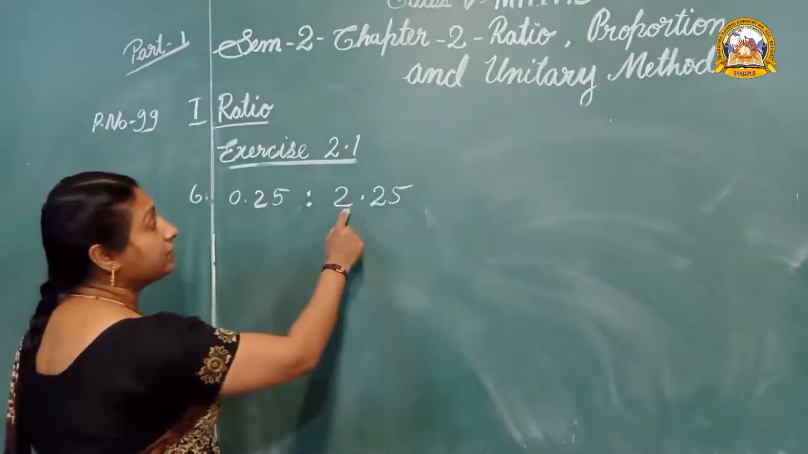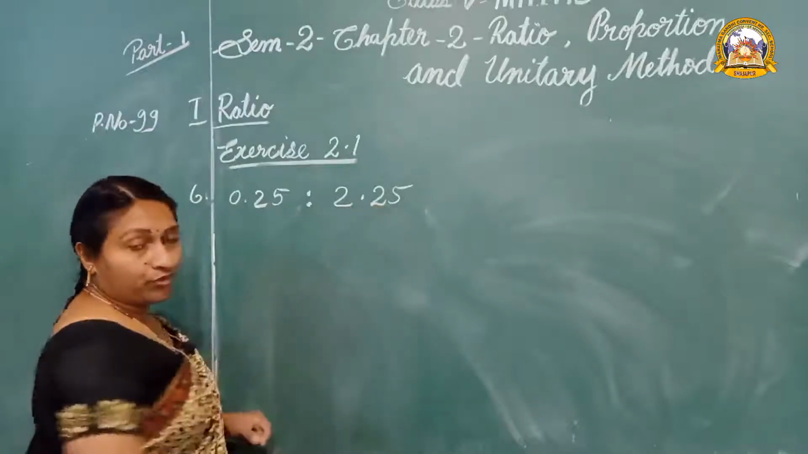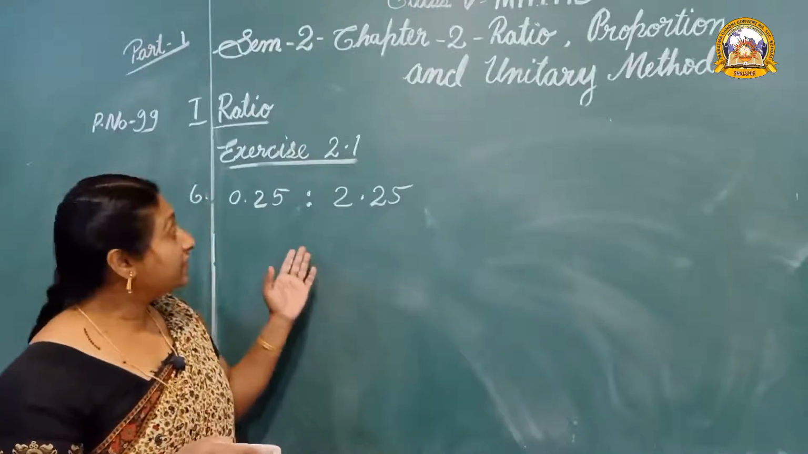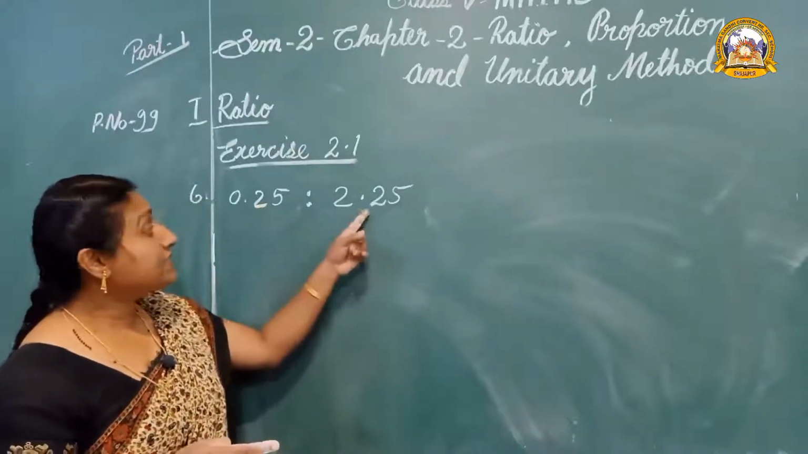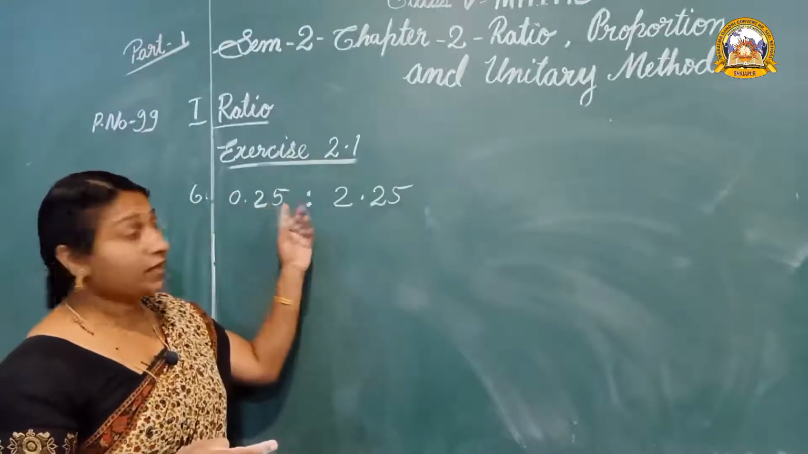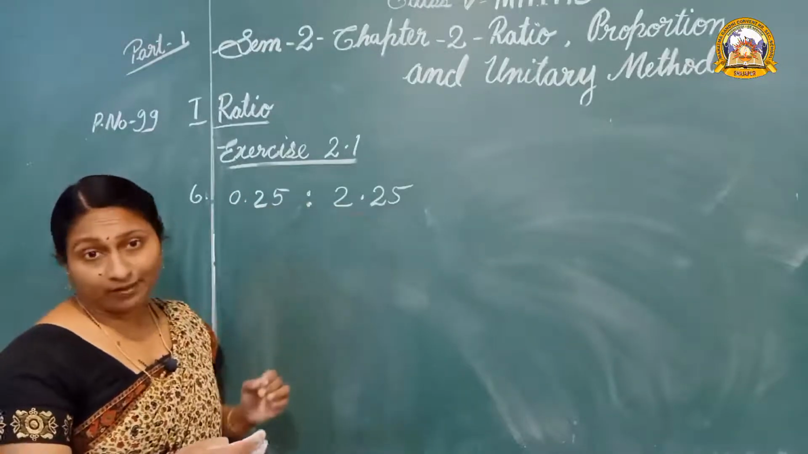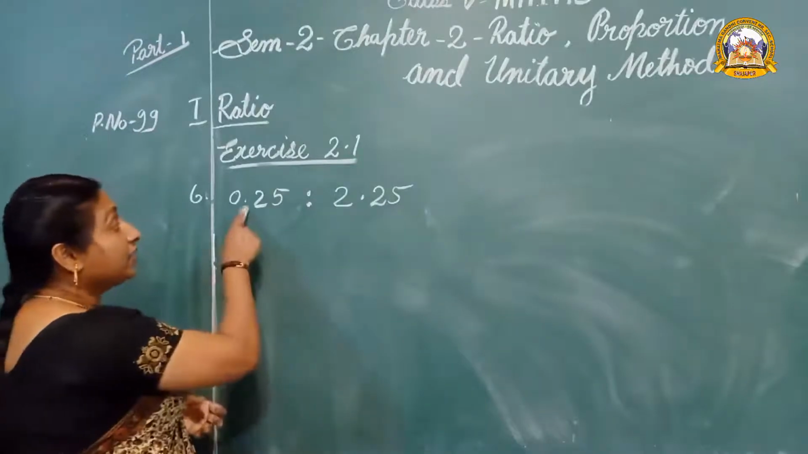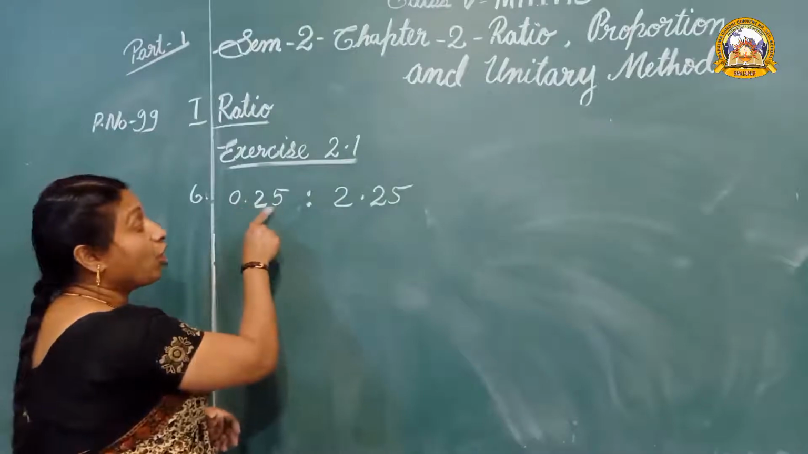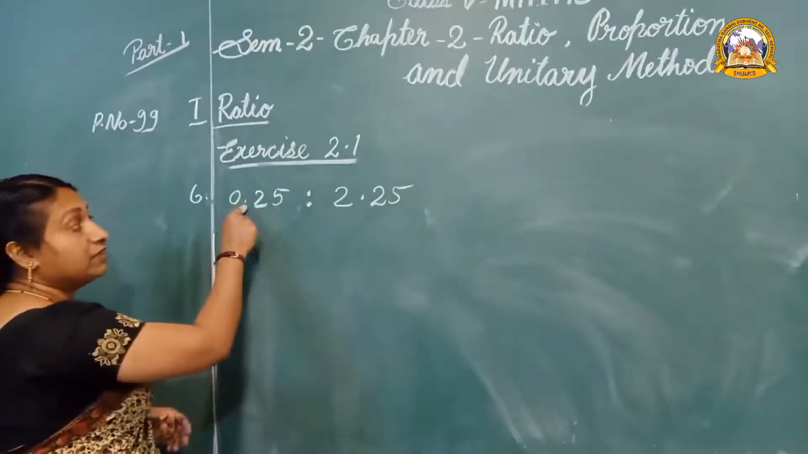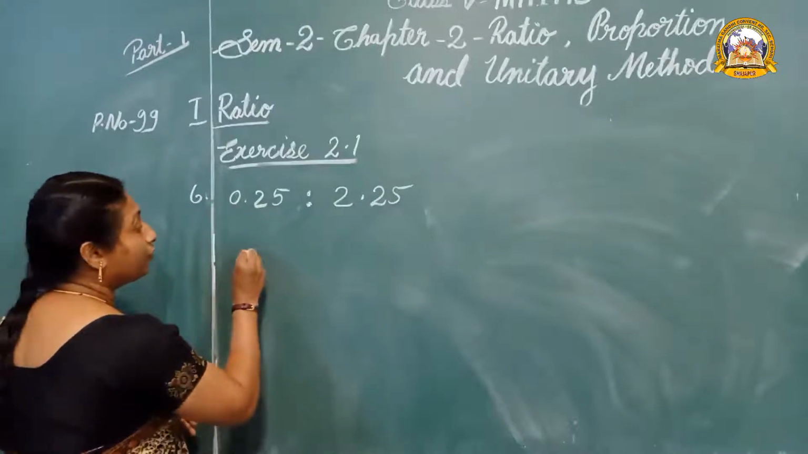0.25 and 2.25. At your 4th class, you have learned how can we avoid the decimals. What is this? It is a decimal. Okay. These are 2 decimal numbers. Okay. So, how can we avoid the decimals? Here, after the decimal point, how many digits are there? 2 digits. So, avoid this point. What can we do?